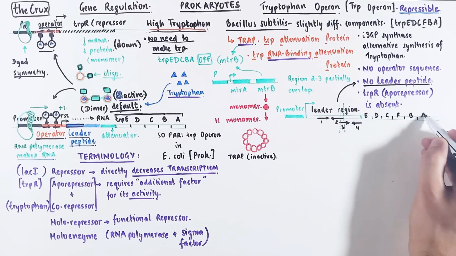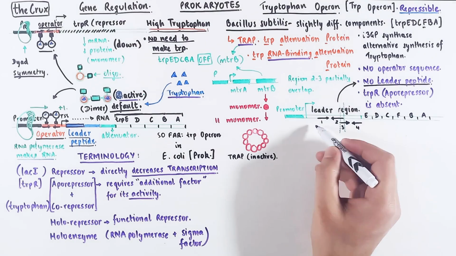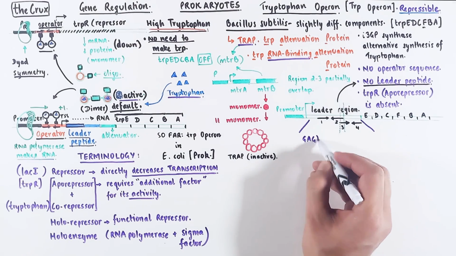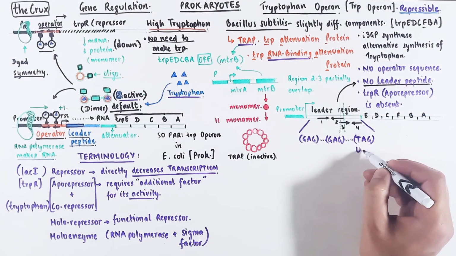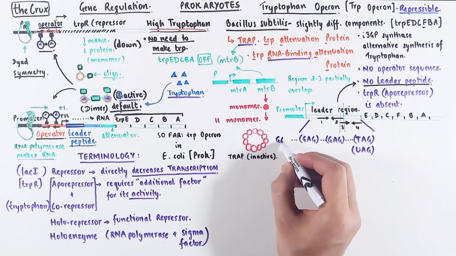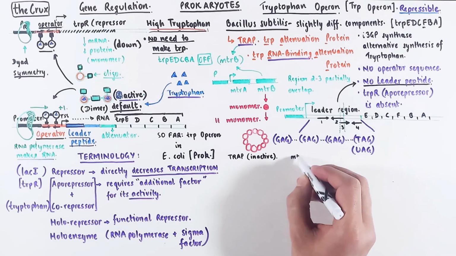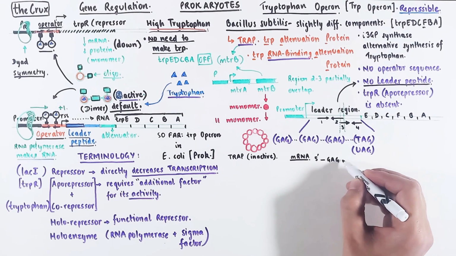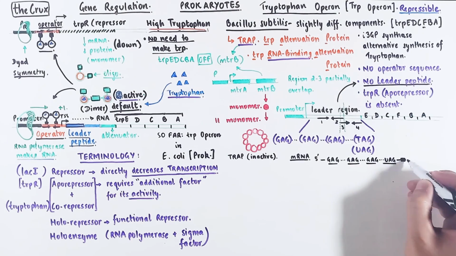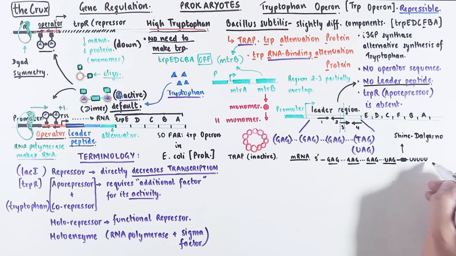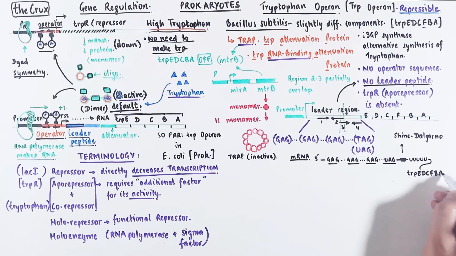One peculiar property of the leader region in this system is that it has a bunch of GAG and TAG repeats in the DNA, which means in the RNA it is GAG and UAG repeats. The RNA from this operon therefore looks something like this. A lot of GAG and UAG repeats in the beginning, and then an attenuator, and finally genes. Now let's see how the operon is actually regulated.